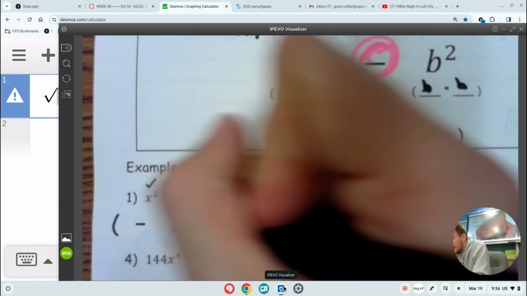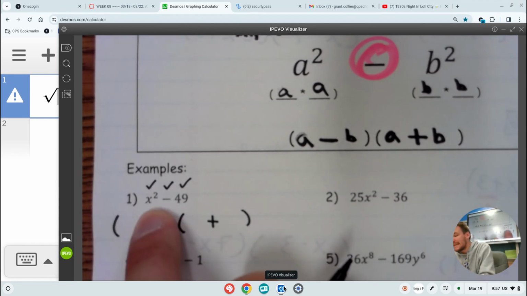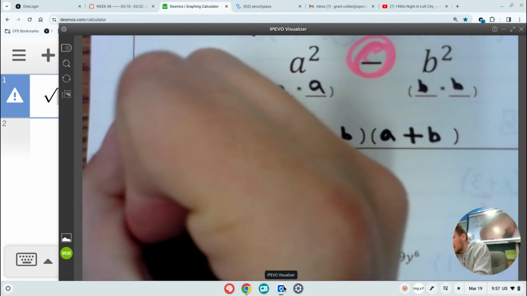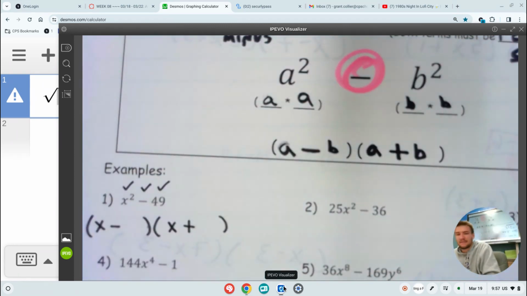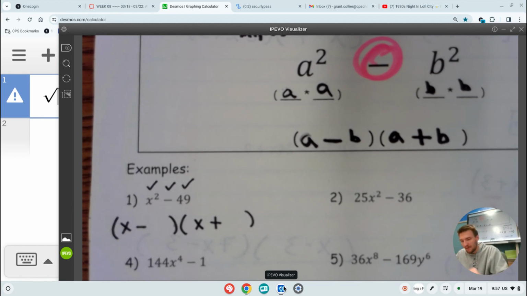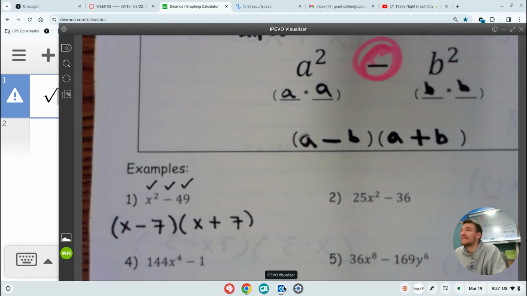One of them's a minus, one of them's a plus. It doesn't matter what order. What is x squared when you kind of rip it in half? It's just x and x. And what is 49 when you kind of rip it in half? It's 7 and 7. And that's it. That's the whole question. You're done. All you have to do is write the parentheses. One of them's a minus, one of them's a plus, and then you just kind of rip it apart.